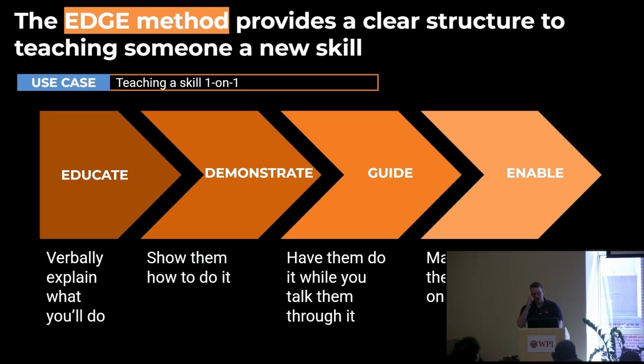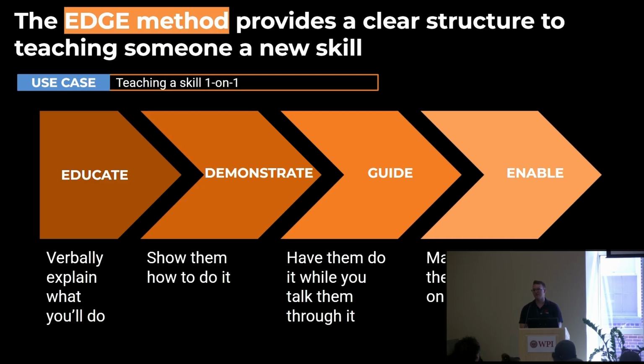Our EDGE method, if you've ever been a Boy Scout, you've definitely seen this one before. But this is really good for one-on-one training. This is how do you get 1 student or 2 students to pick up a new skill. These skills are usually going to be tactile things. This is going to be harder to use to teach some concept or idea.